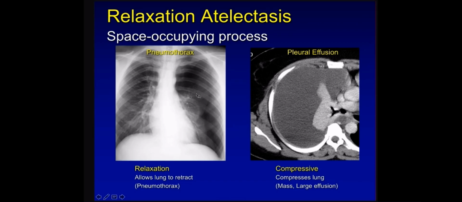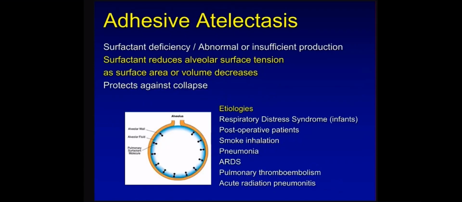You can see the lung is very happy to just sort of relax, if you will, and begin to collapse in the presence of this large pneumothorax. The case on the right is a patient with a very large pleural effusion. This is another type of relaxation atelectasis, and you can think of this as more of a compressive phenomenon, where either a mass or a large effusion forces the lung to become atelectatic. It sort of forces it to relax by its compressive effects.